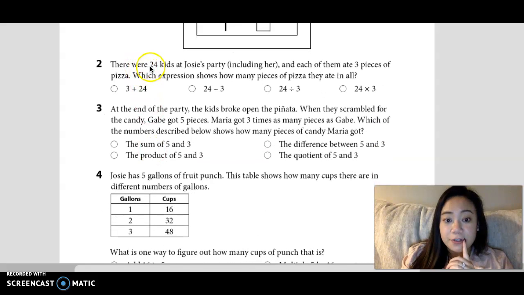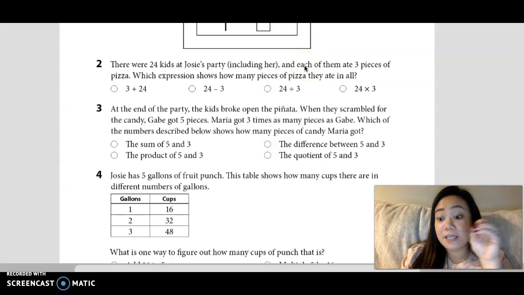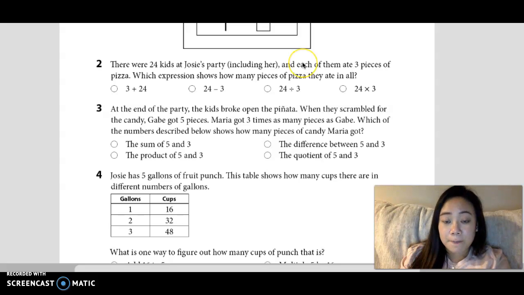Number 2, there are 24 kids at Josie's party, including herself. And each of them ate 3 pieces of pizza. Which expression shows how many pieces of pizza they ate in all? So there's 24 kids and they each ate 3. Usually when I see the word each, a lot of times it tells me that it's multiplication because each person gets 3. So in a way, it's kind of like 24 groups of 3. So which one looks like there's 24 groups of 3?